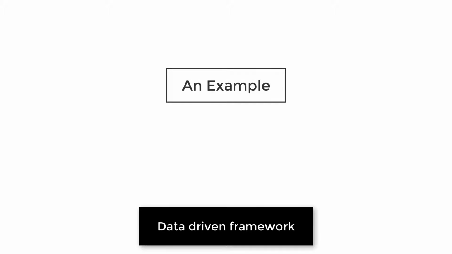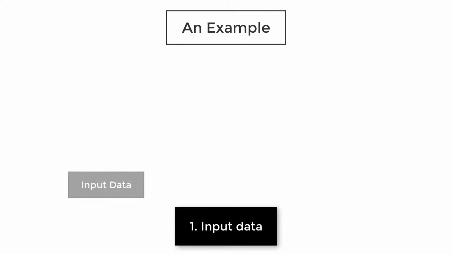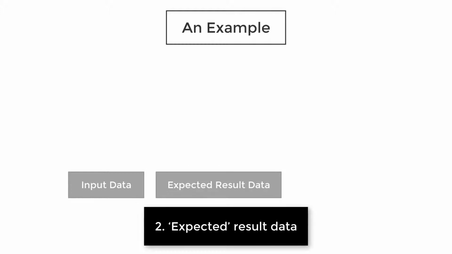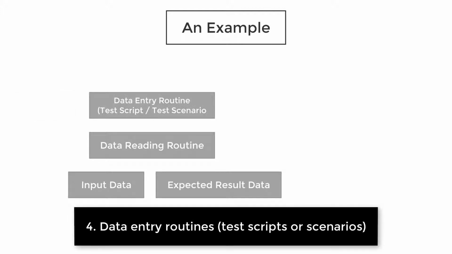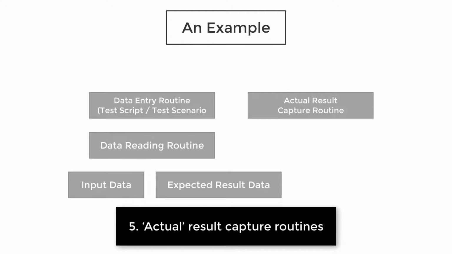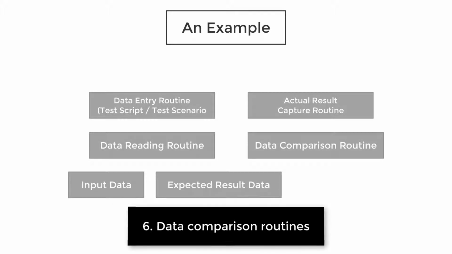An example then. The data-driven framework with test scenarios scripted to be driven by many different data permutations. One test scenario repeated many times, entering different permutations from data sets each time. To achieve this, the automated testing framework might consist of these generic high-level components. Input data. Expected test results. Data reading routines. Data entry routines. The test scripts or scenarios.